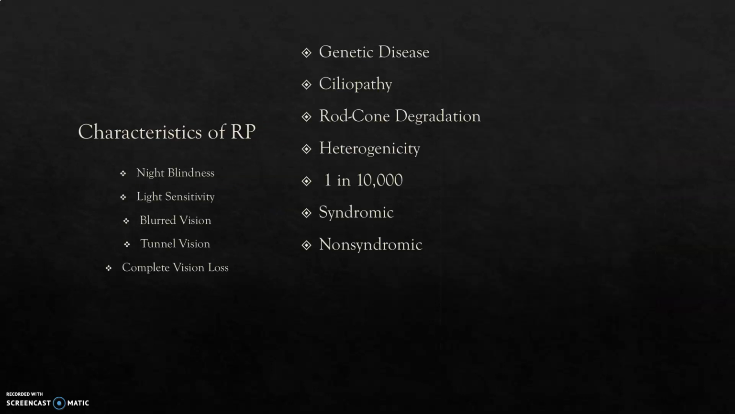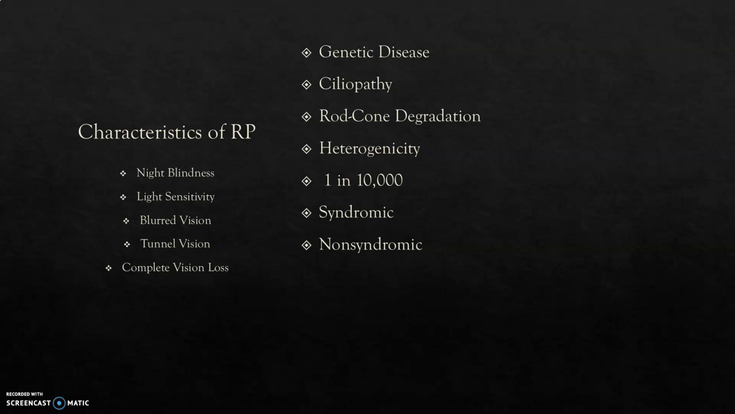So now we'll talk about what are the characteristics of RP. It's a genetic disease so it can be passed along through offspring, and ciliopathy, which means that it causes malfunction of the primary cilium that are in direct relationship with the photoreceptors, which then causes the degradation. It has rod-cone degradation, which means that the rods are degraded before the cones. It has heterogeneity, which is a characteristic that means it has a lot of variability.